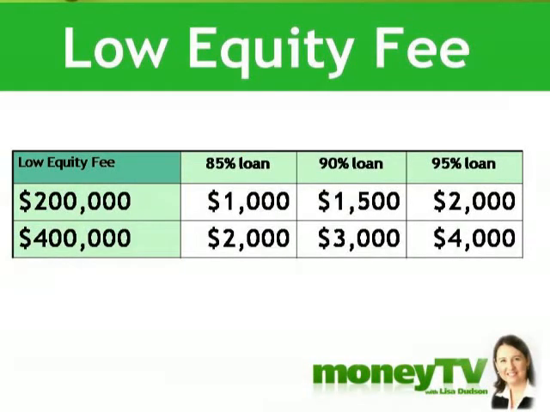If you had a loan of $200,000 and you borrowed 85%, then your low equity premium would be $1,000. If you borrowed 90%, the premium would be $1,500. And if you borrowed 95%, the premium would be $2,000. As another example, if the loan was $400,000 and you borrowed 85%, the low equity fee would be $2,000. If 90% was borrowed, it would be $3,000. And if 95% was borrowed, it would be $4,000.